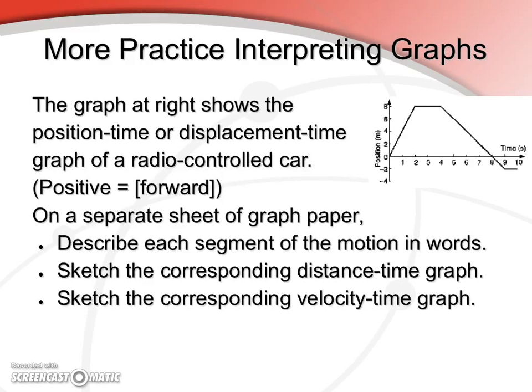All right, so let's look at this displacement time graph of a radio-controlled car. We've got positive moving forward, negative moving back, of course. Go ahead and on a separate sheet of graph paper, describe each of the segments in words and sketch the corresponding distance time graph. Notice that it's distance time, not displacement time, so it won't look the same. And when you're finished, also sketch the velocity time graph. Go ahead and pause the movie, please, and work on that.